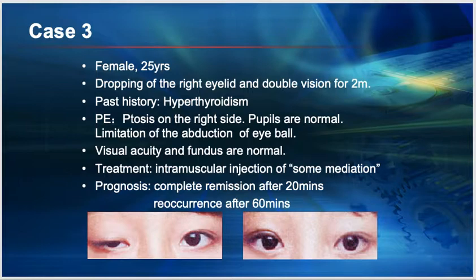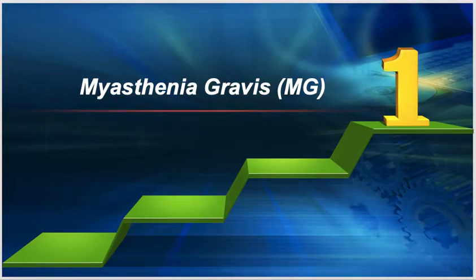Now you can see a female, 25 years of age, with drooping of the right eyelid, and double vision for 2 meters. Past history is hyperthyroidism, and physical examination shows total ptosis on the right side, pupils are normal, limitation of abduction of the eyeball, visual acuity and fundus are normal. Treatment is an intramuscular injection of some medication, and prognosis is complete remission after 20 minutes, recurrence after 60 minutes. Anyhow, this is just a scenario to tell you how the condition looks. We will go on discussing myasthenia gravis.